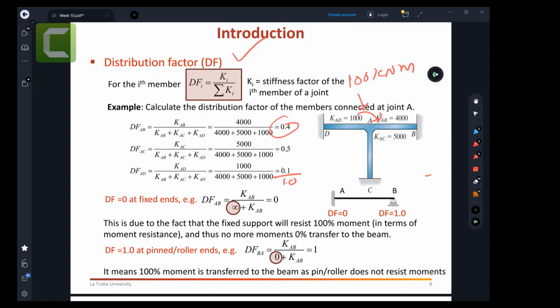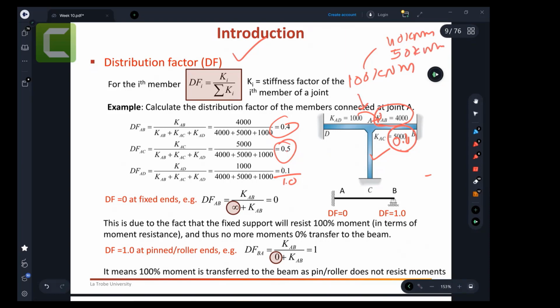Because if someone starts hammering or rotating joint A, there are three friends, or three members, that are trying to support joint A to not rotate. Now member AB will tell you that it can help with 0.4 of these 100 kilonewton meters. So it says, I can take 40 kilonewton meters. I cannot go more than that. My maximum resistance is 40 kilonewton meters because my stiffness is 4000. That's fine, he takes 40. Now member AC is going to tell you that it can take 0.5 of your moment. That is my capacity. I can take 50 kilonewton meters.